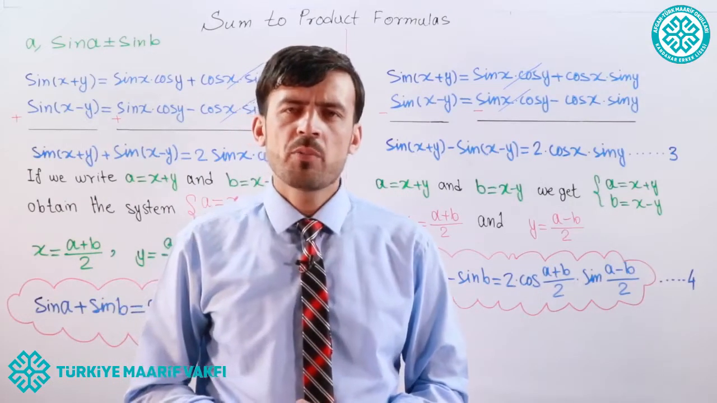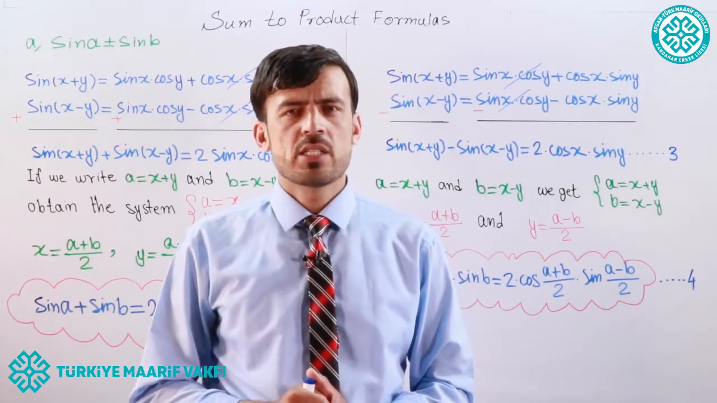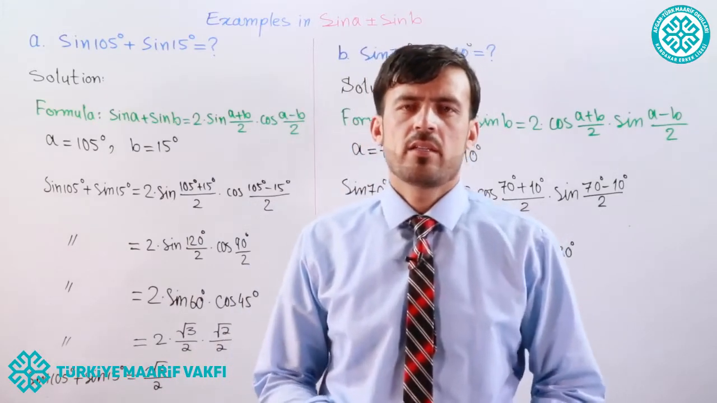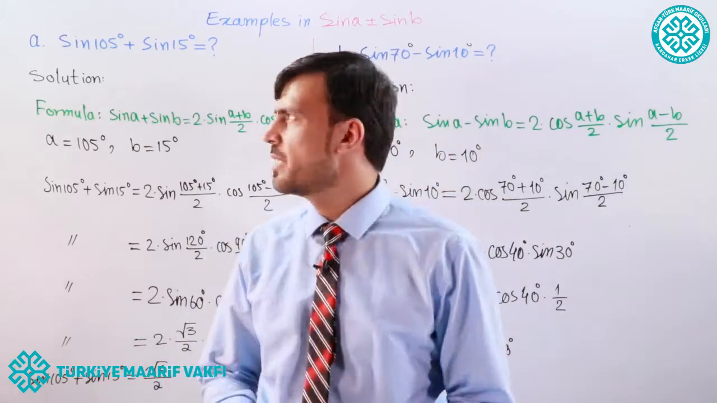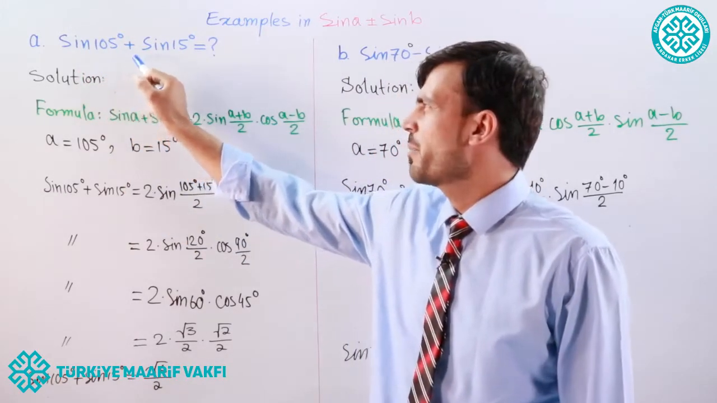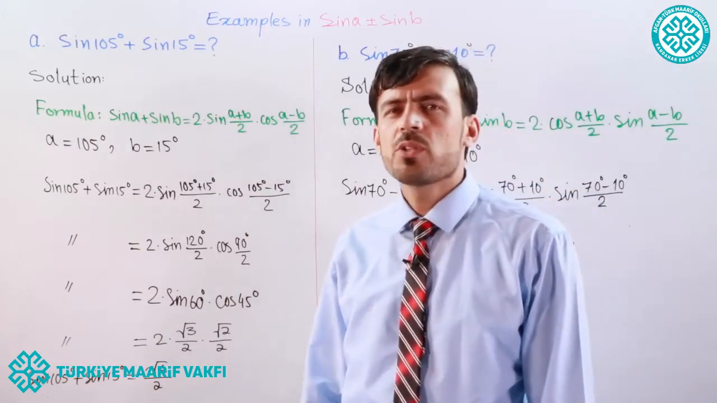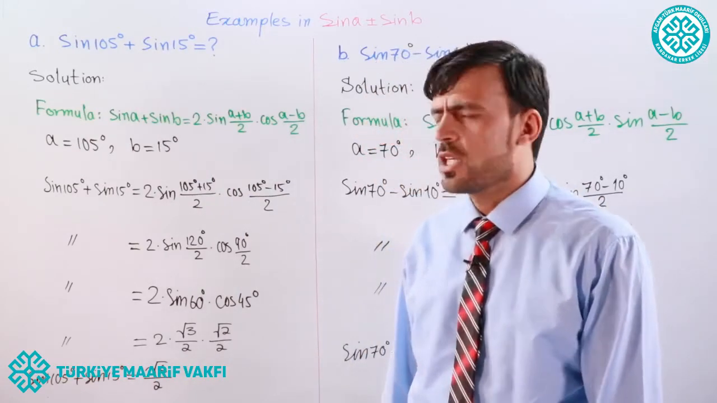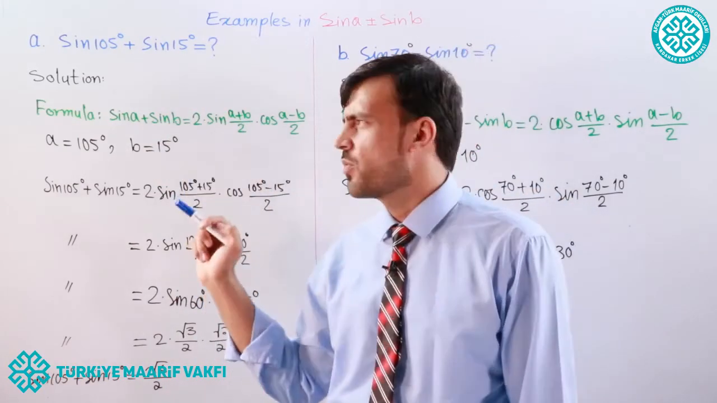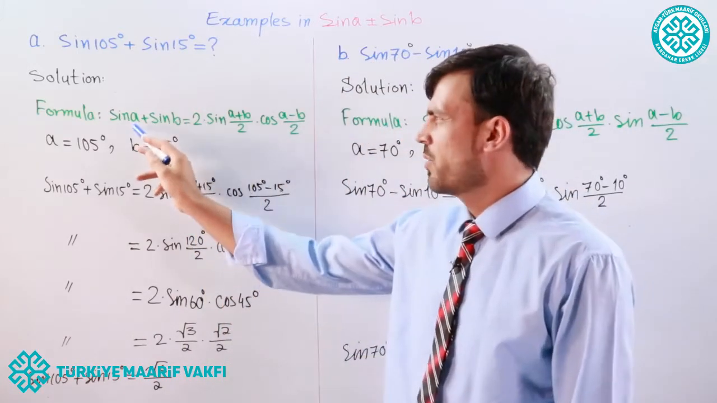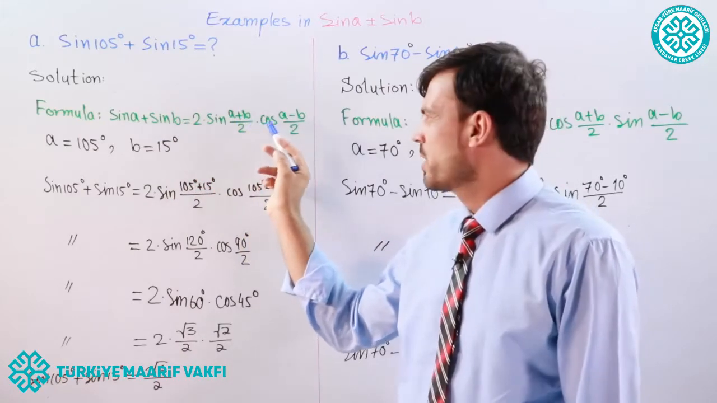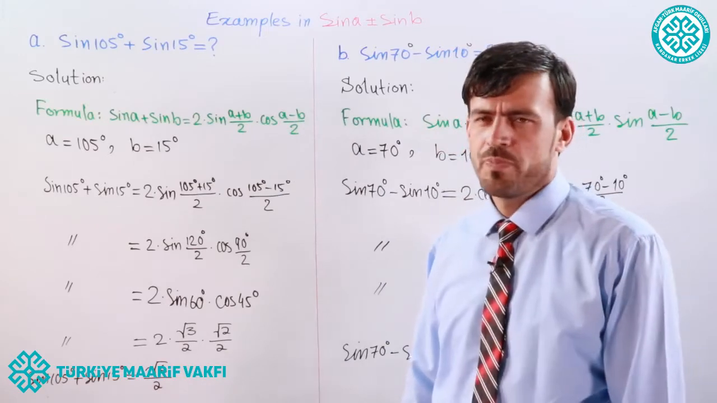Now I'm going to solve some examples with these formulas. The first example in sum to product formula for sine function is to solve sine 105 degree plus sine 15 degree. How can we solve this example? At first, we should write the formula for sum to product form. The formula for sine function is sine a plus sine b equal to 2 sine a plus b over 2 multiplied by cosine a minus b over 2.